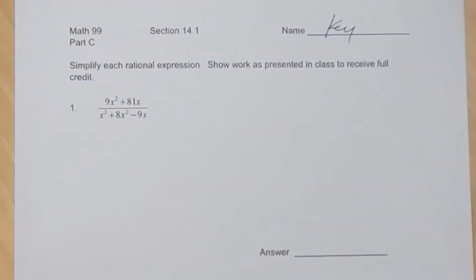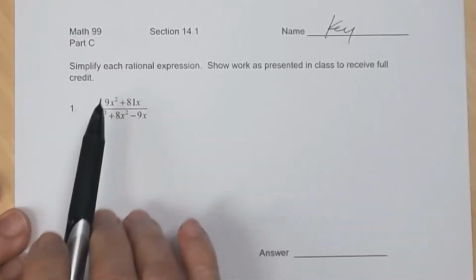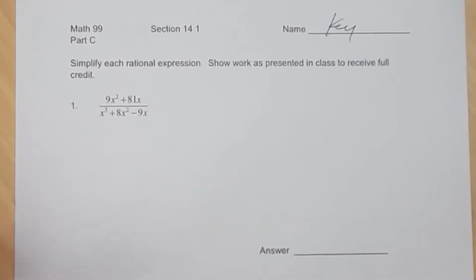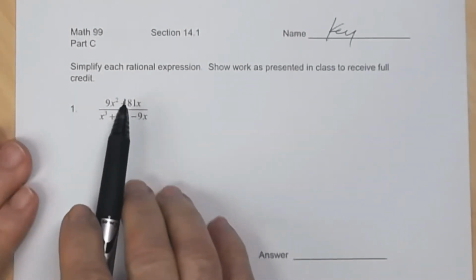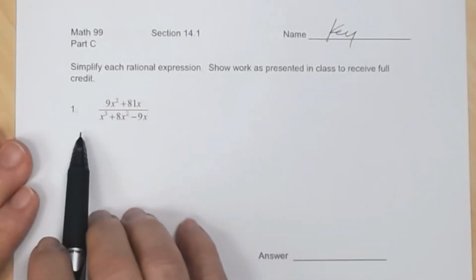All right, so this is the key to 14.1 Part C, and again, you want to simplify these rational expressions. It's very similar to Part B, except this looks a little bit more complicated. Some of them are a little bit more involved. But again, the first thing you need to do is factor. You got to factor your numerator, factor the denominator.